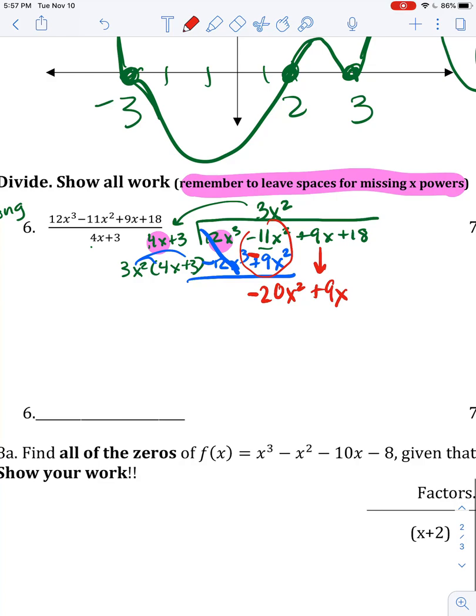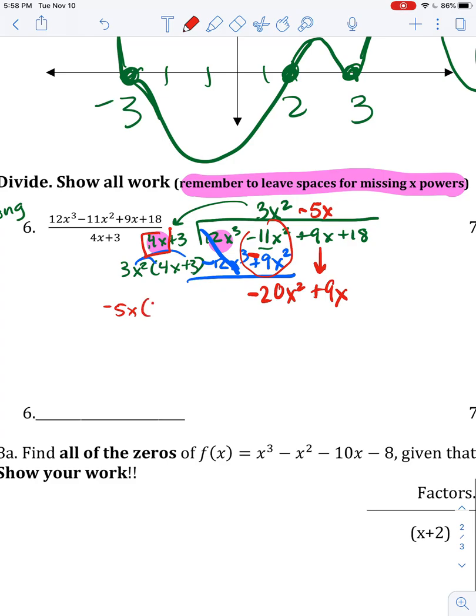Bring down the 9x. Then you start over. Now you look and you say, okay, what do I have to do to 4x to make it equal negative 20x squared? Or you can think about dividing this by 4x. This becomes a negative 5. This would cancel down to a plain x.